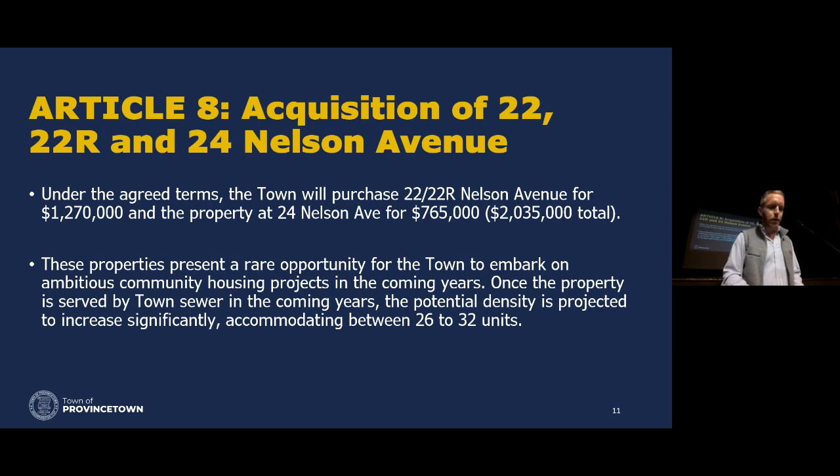Then just a little bit more about the units, and by no means is the town agreeing or promising or pledging to develop the maximum number of allowed units once connected to the sewer system. So right now, the development potential at 24 Nelson currently allows for 9 units. Upon sewer connection, development density is expected to expand to 12 to 18 units. And then when these parcels are combined, the town could explore the development of up to 18 units today without sewer, or between 48 to 60 units of housing once served by the sewer system.